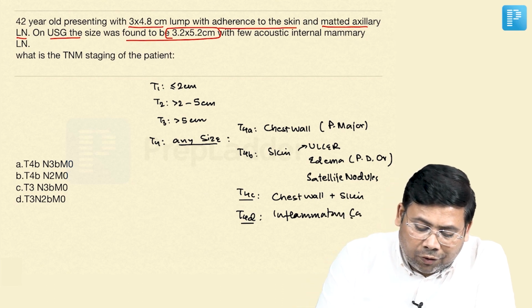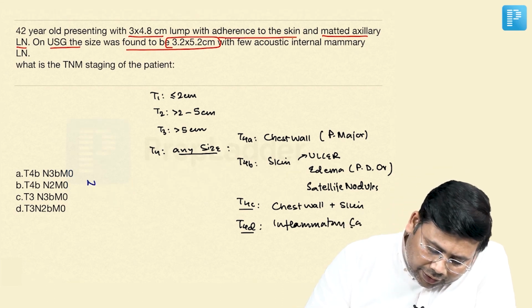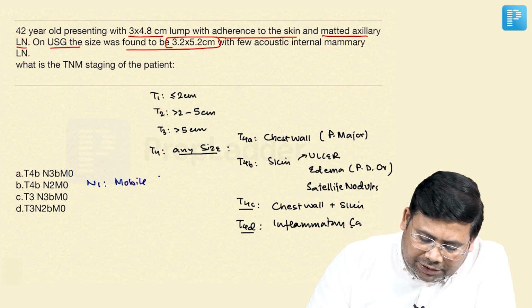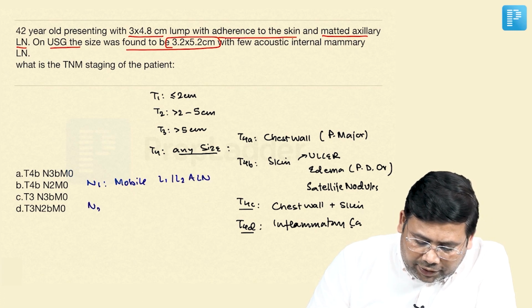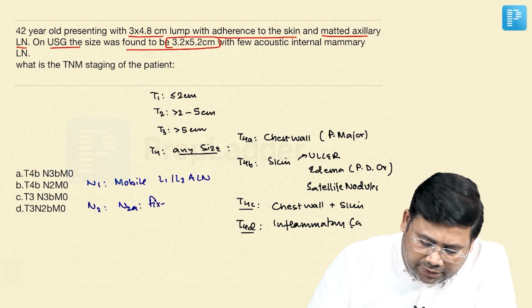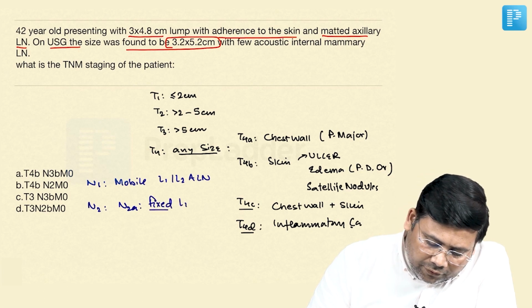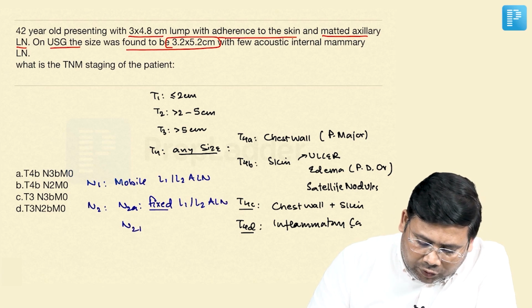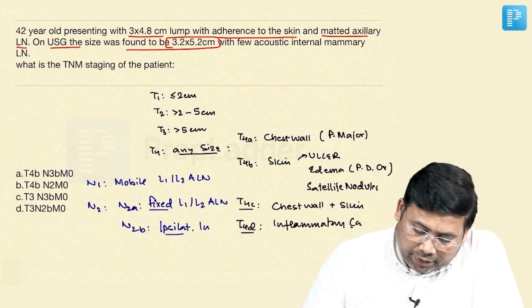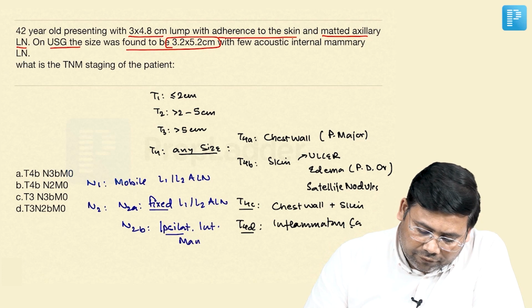So along with this, N is also important. N1 is defined as mobile level 1, level 2 axillary lymph nodes. N2 is defined as N2A, that is fixed level 1, level 2 axillary lymph nodes. And N2B is defined as ipsilateral internal mammary lymph nodes.